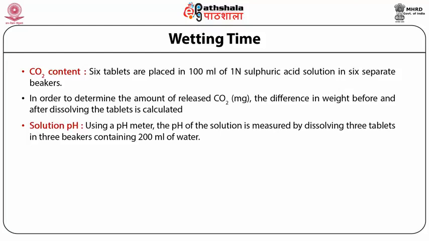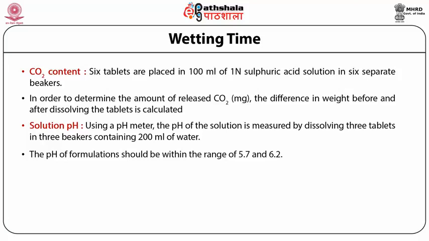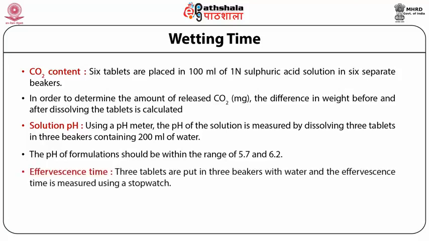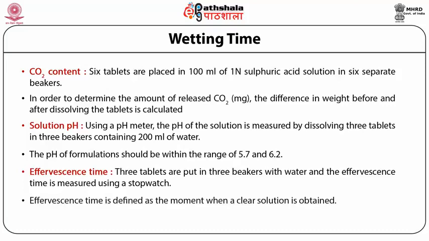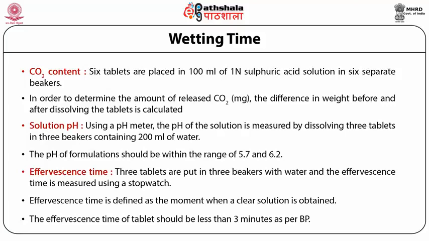The pH of the solution is measured by dissolving 3 tablets in 3 different beakers containing 200 ml of water each. The pH of the formulation should be within the range of 5.7 to 6.2. Effervescence time. Here 3 tablets are put in 3 beakers with water and the effervescence time is measured using a stopwatch. Effervescence time is defined as the moment when a clear solution is obtained, and the effervescence time for a tablet should be less than 3 minutes as per British Pharmacopoeia.